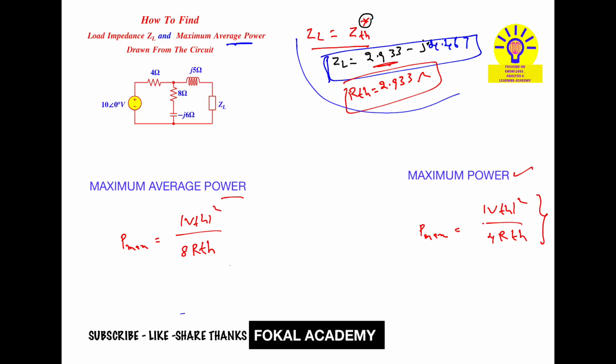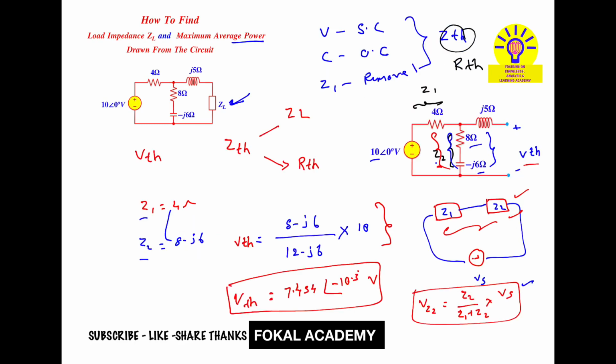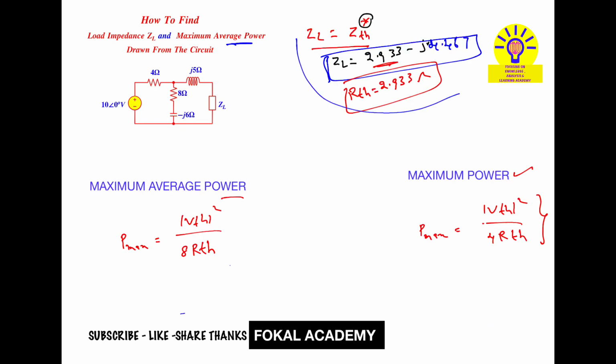Now I am going to apply this formula. Here we need the VTH value, which is already calculated. The magnitude is 7.454. Now apply this value here. We get 7.454 whole squared upon 8 times RTH, which we got as 2.933. By simplifying this we get 2.368 watts. So this is the maximum average power.